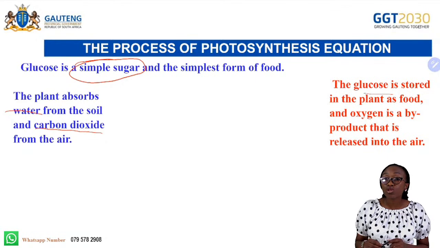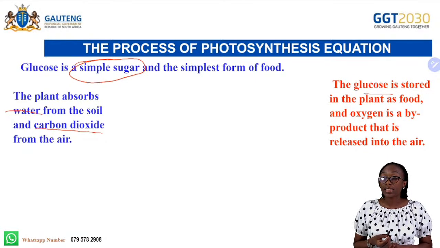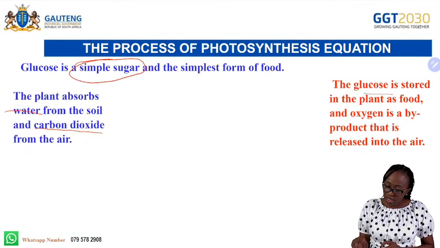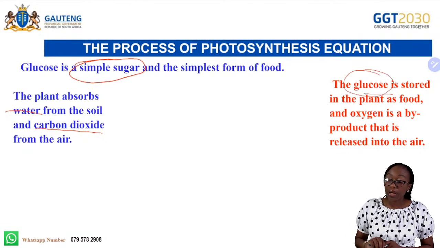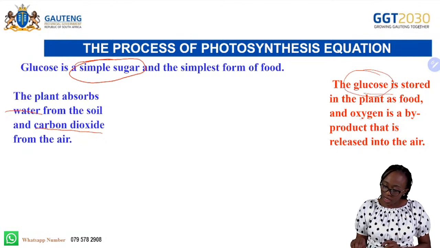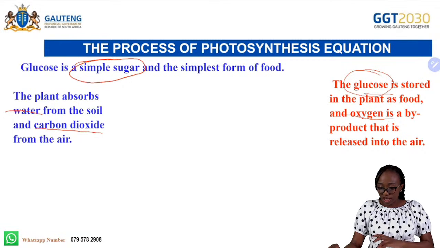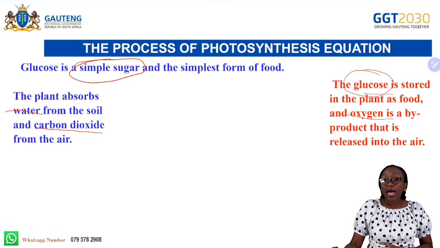What happens to the glucose? That glucose is stored in the plant as food, and oxygen, which is a product that is produced when something else is being made. So in this case, the main product is glucose, and then our byproduct is oxygen. The oxygen is going to be released in the air.